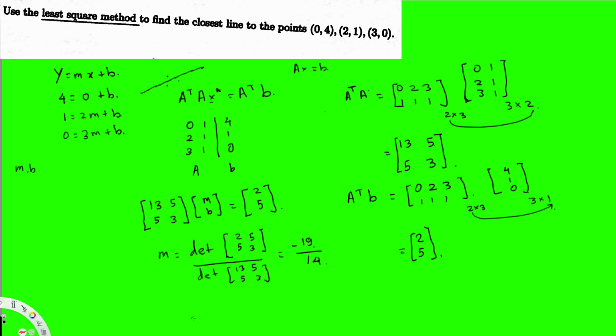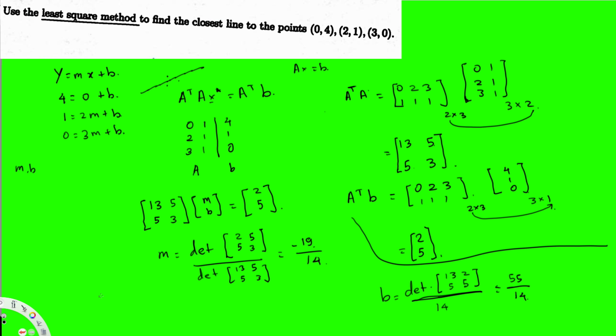And now I have to calculate the b value. The b value is the same idea, using Cramer's rule. So b is going to be equal to the determinant of, in this case, I have to swap this one with the second column, so it's going to be the determinant of 13, 2, 5, 5. Then in the bottom, I can write 14 already because I already found the bottom determinant, the original format. If I calculate the top one, 13 times 5 is 65, 65 minus 10 is 55. So 55/14. So this is my b value.